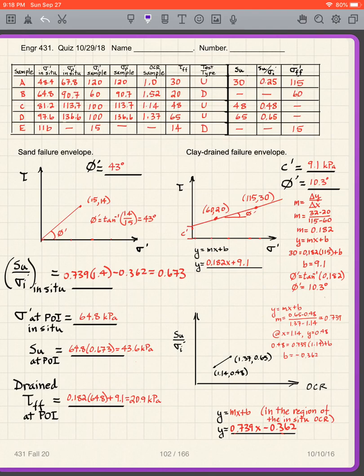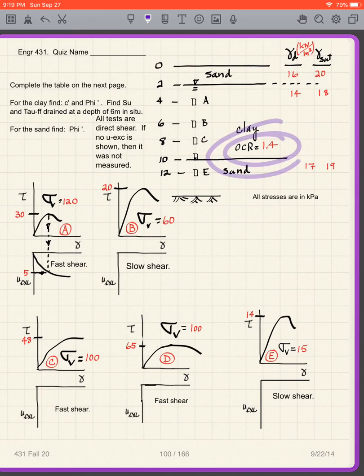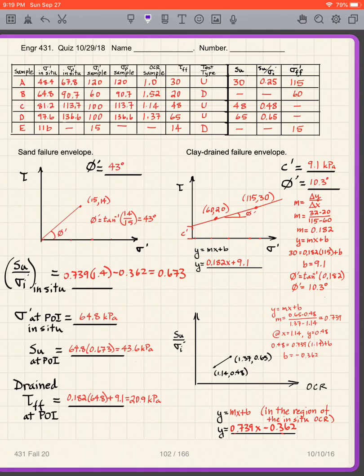So now I want to get my SU over sigma prime I versus OCR. And I'm going to plot those points, or at least some of those points. So what do I have? Now, what I have to recognize is that my in situ OCR is 1.4. That was given. So just what we can see is I'm interested in OCR, if I have an OCR close to 1.4, that's going to be good for me, but no matter, I'm going to plot these points.